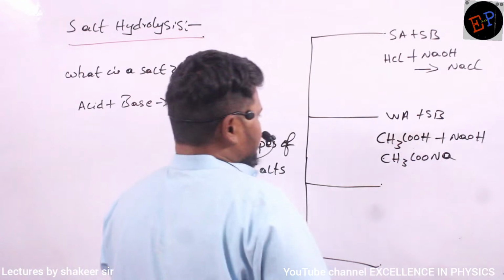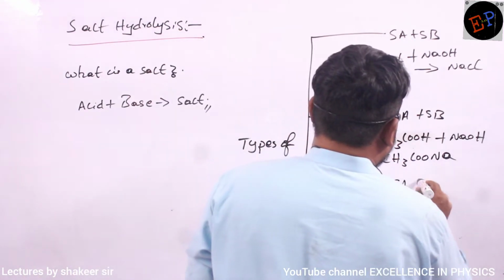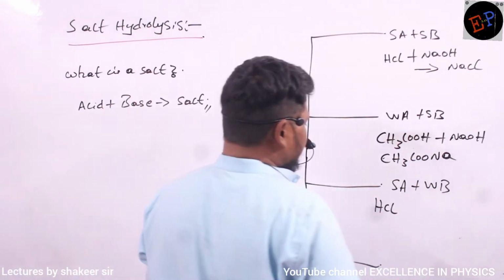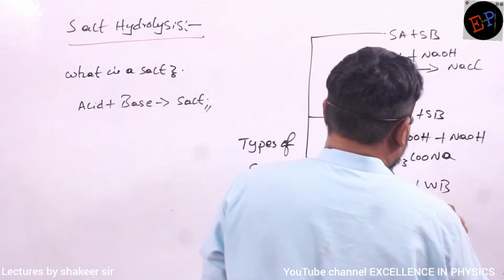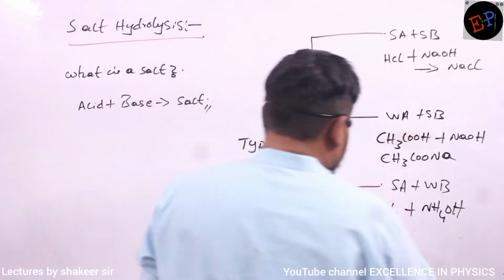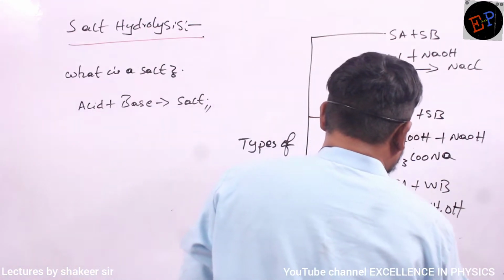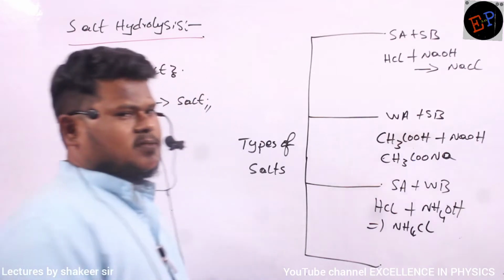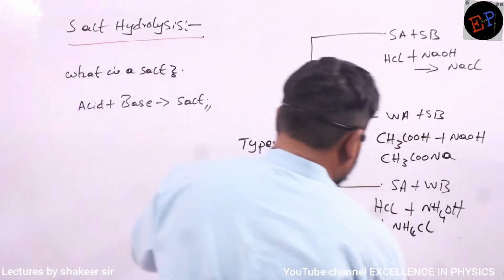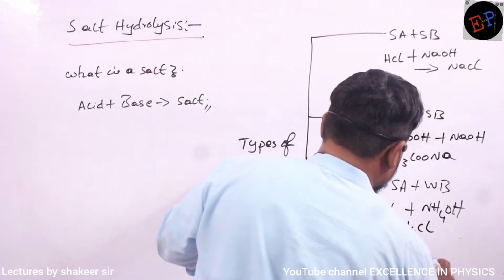And one more type of salt which can be formed is strong acid plus weak base. For the strong acid, I can take HCl, and for the weak base, ammonium hydroxide, NH4OH. Then the salt formed here is NH4Cl, and water is always formed as a byproduct. Clear?